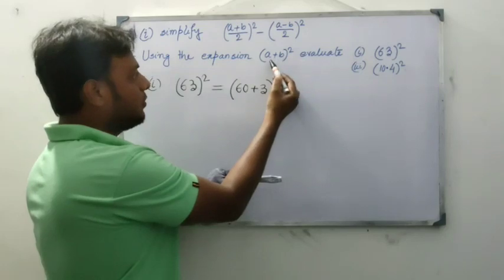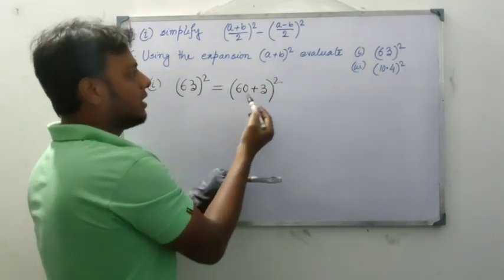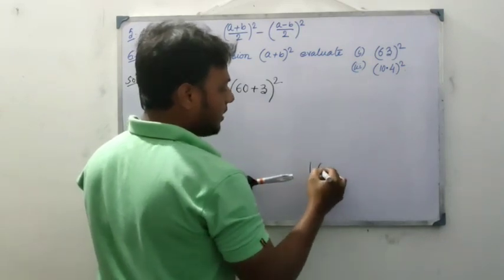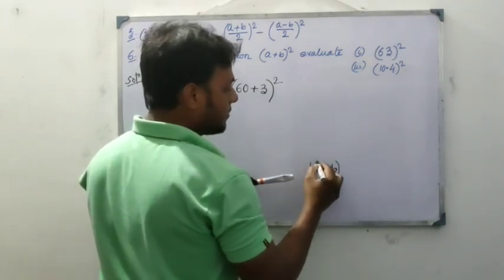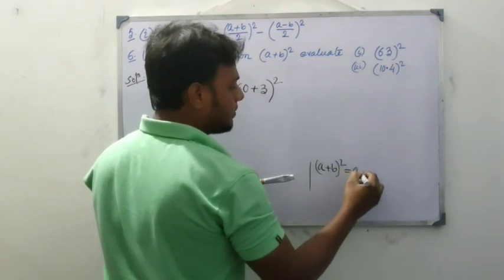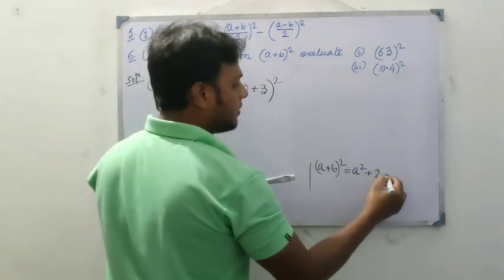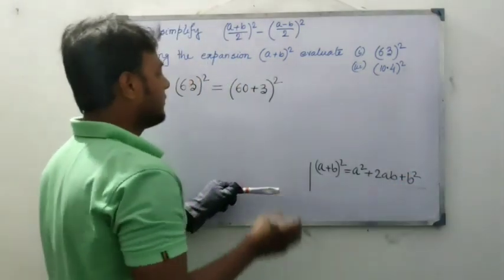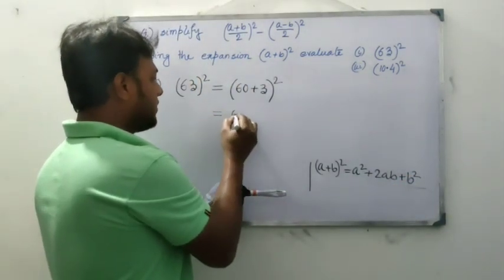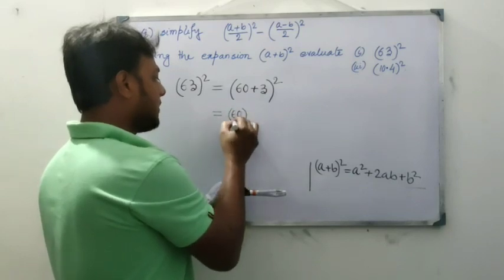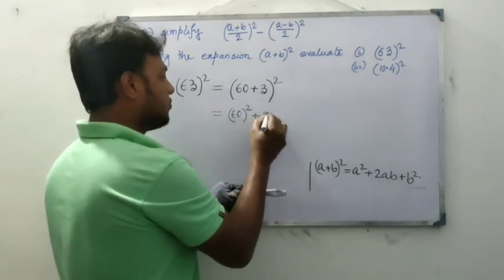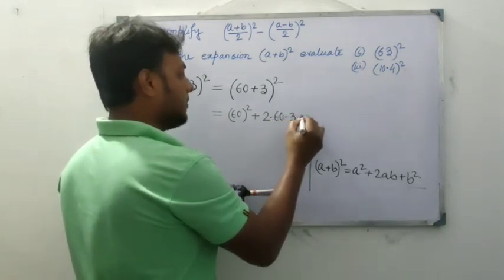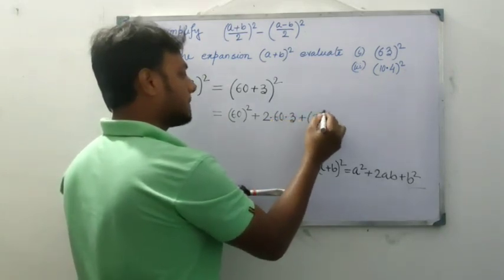Now we can use the expansion (a plus b) whole square. So what was the expansion for (a plus b) whole square? Try to remind it, that (a plus b) whole square equals a square plus 2ab plus b square. So apply this one. So it will be 60 square plus 2 into a, a means here 60, b means 3, plus 3 square.